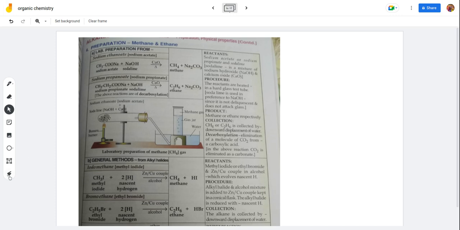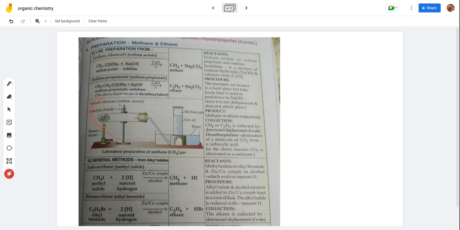Here now we can see the preparation of methane and ethane. It is for the alkane. We can see the preparation of alkane. Alkane, the general formula is CnH2n+2. For methane, the other names are greenhouse gas, natural gas, biogas. So I told you, now we can see the laboratory preparation of alkane.